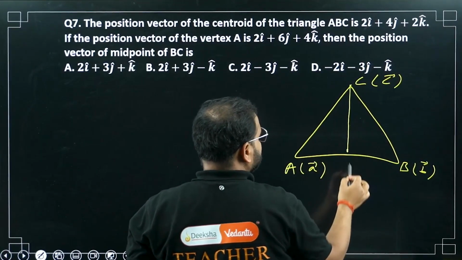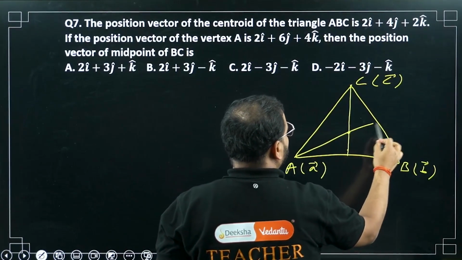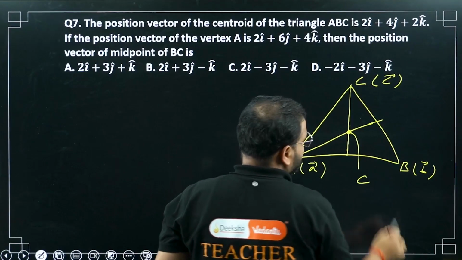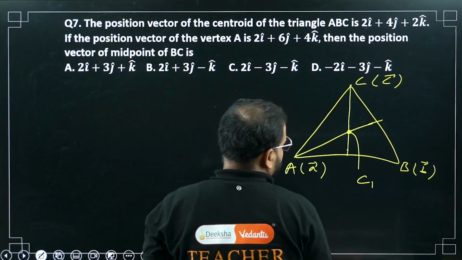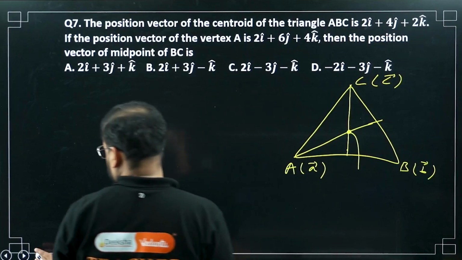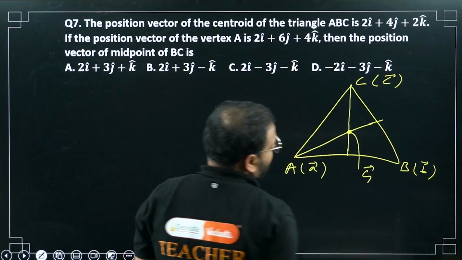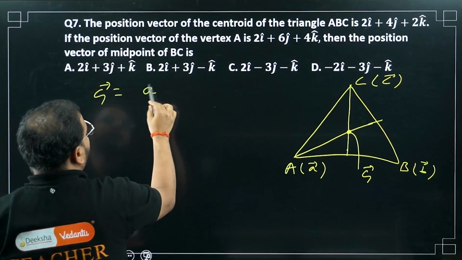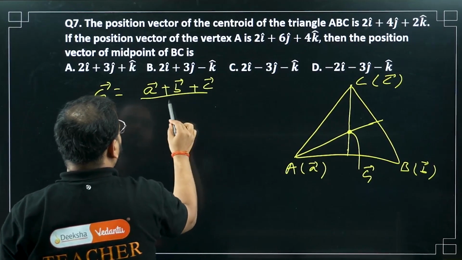A, B and C. What is A going to be, bacha? Vector A is the position vector of vertex A, vector B is over here, and vector C is for the vertex C. Centroid means what? Centroid is the point of intersection of the medians, right? I can take two medians only, no problem. This is my centroid, let's call it G. Vector G, what's the formula for vector G? If you remember, bacha, vector G equals A plus B plus C upon 3.